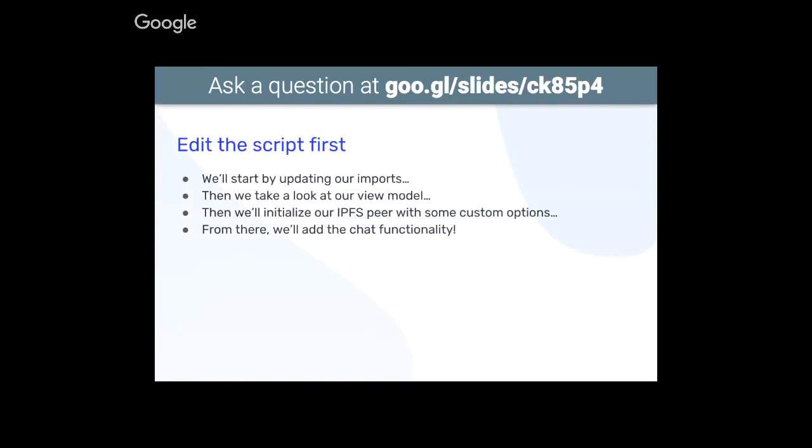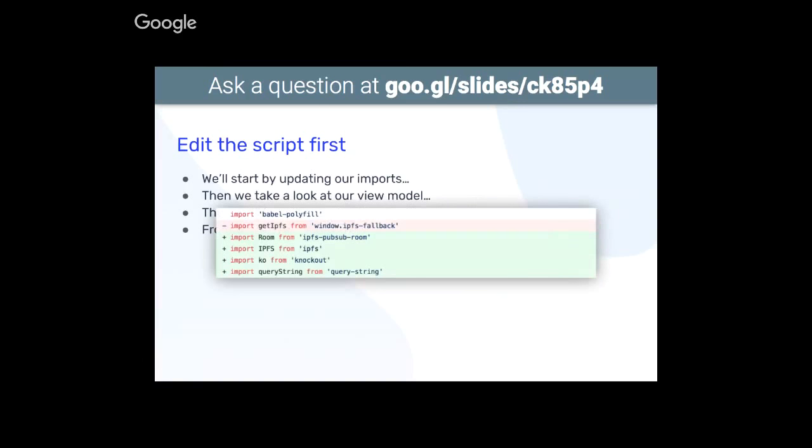Okay, so let's dig in. We're going to edit the main.js file first. Again, we'll start by updating our imports, and in this case there are a few differences. We're going to import Room from IPFS pubsub room, and we're going to import IPFS from the IPFS library. The other two imports are actually the same as we had before.